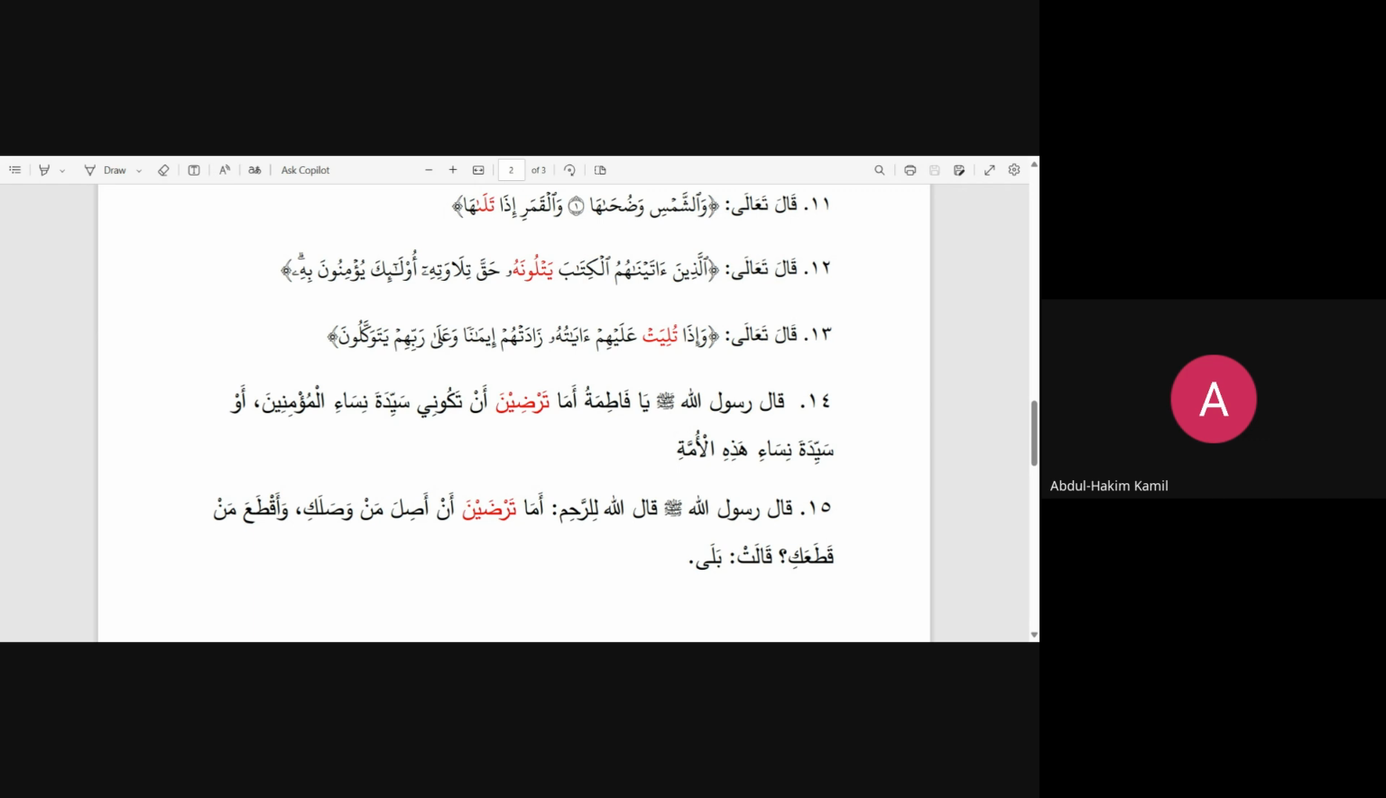Ama tarudaina, aren't you pleased? The word is yardha. Now we want anti tardha. We just have to add a ya of the mukhataba. It's tardha, tardayna. That alif stays there. So that kasra is wrong, because the word is yardha, yardayna. There's no reason that would be a kasra, because it's a fi'l mudari', yardha. How do we make it to anti? Here tardha. Now we just have to add the mu'annath mukhataba.